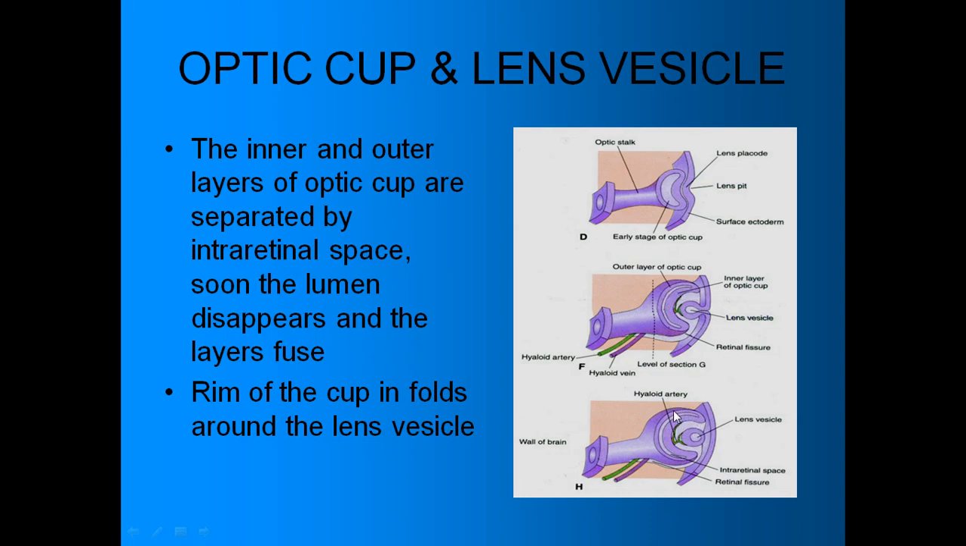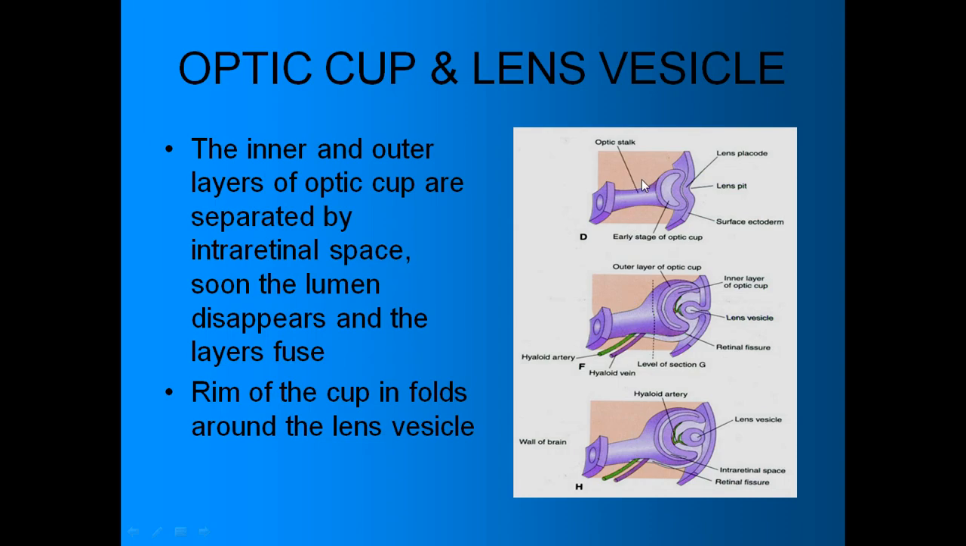The outer layer of the optic cup gives rise to the retinal pigment epithelium, while the inner layer of the optic cup gives rise to the remaining 9 layers of the retina. So the future of the optic cup is that it forms the retina. The fibers, the axons of the ganglion cell layer of the retina, go backward through the stalk called the optic stalk.